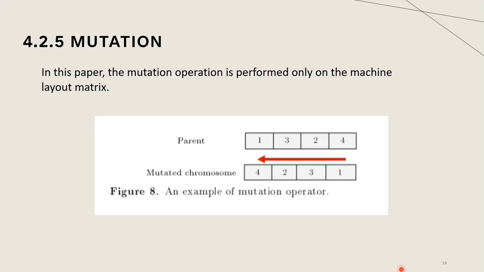Then we come to the mutation. In this paper, the mutation operation is performed only on the machine layer matrix. First, a chromosome is randomly selected. Then, to create a hard chain, the chains of the selected chromosome are arranged inversely.